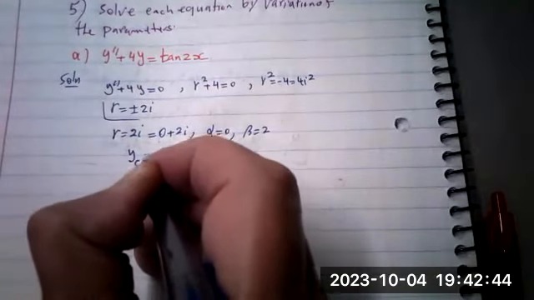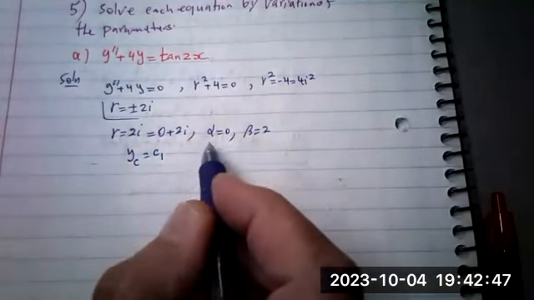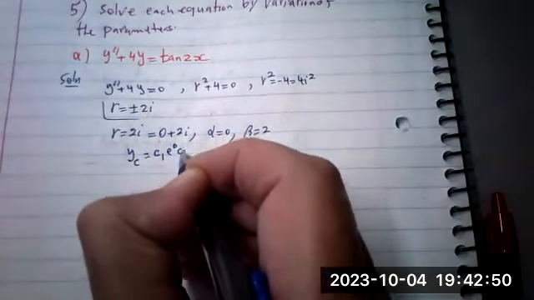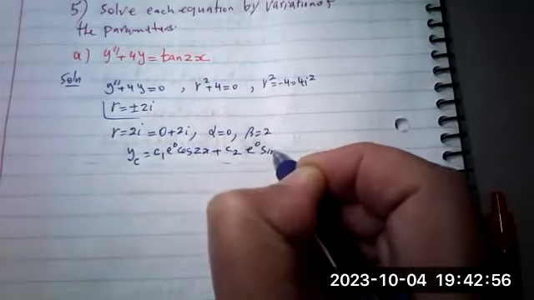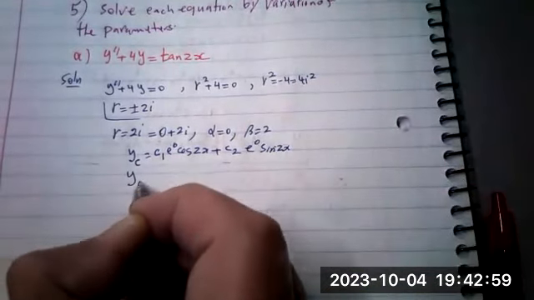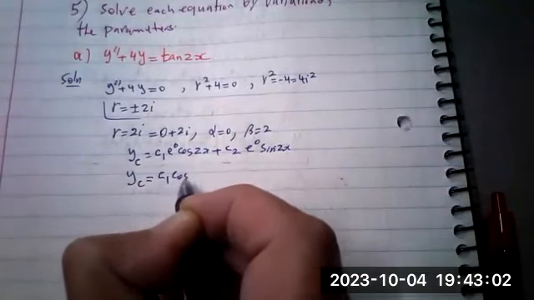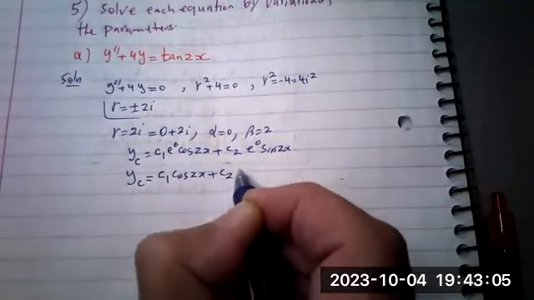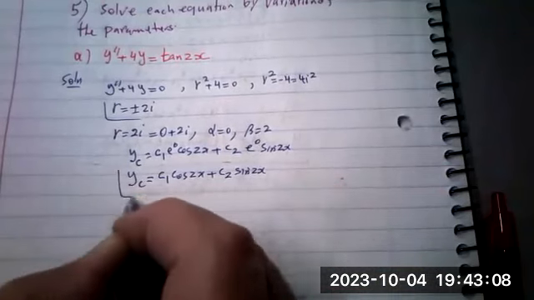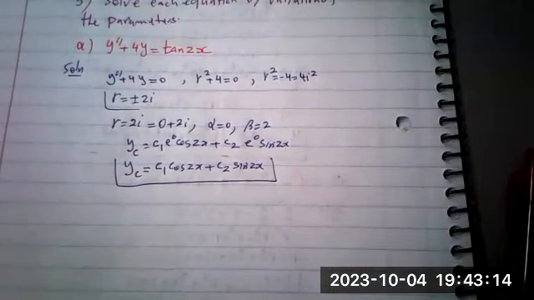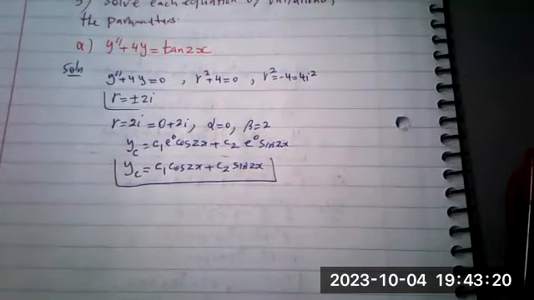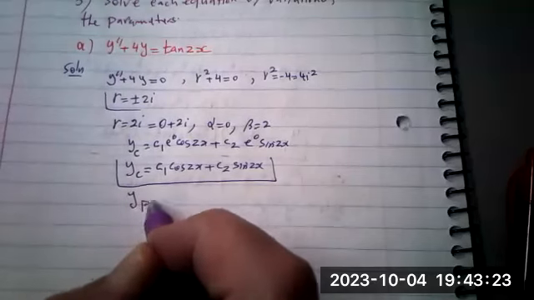Identify the yc. So your yc would be c1 e to the 0 cosine of the 2x plus c2 e to the 0 sine of the 2x. So basically yc is c1 cosine of the 2x plus c2 sine of the 2x. This is yc. Any question?